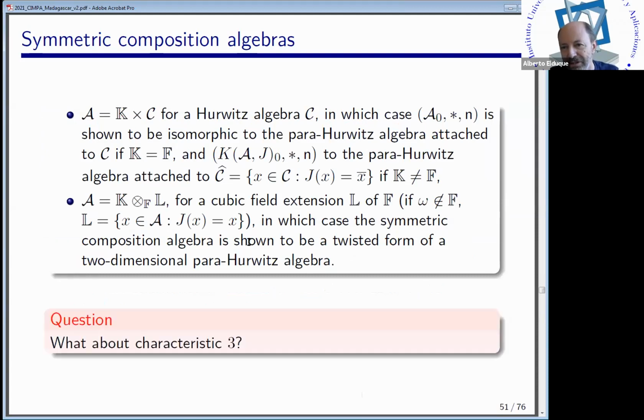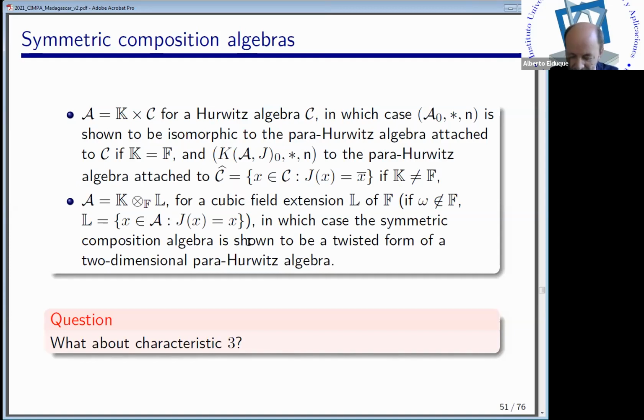Now, the natural question is, and characteristic 3? Well, it's clear that in characteristic 3, there are no primitive cubic roots of 1, because the equation x cubed equals 1 has a unique root. This is equivalent to (x minus 1) cubed equals 0. So the only cubic root of unity is 1 in a field of characteristic 3. So nothing of what we have talked about previously works in characteristic 3. We don't have these omegas that allow us to twist the multiplication in matrix algebras. So nothing of this type works.